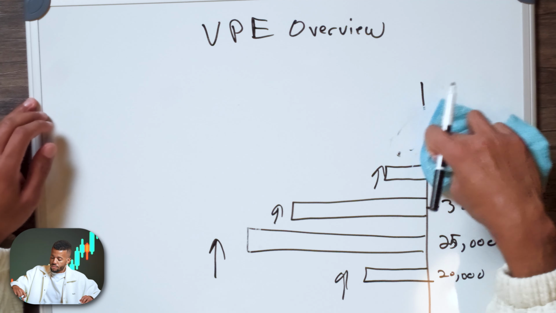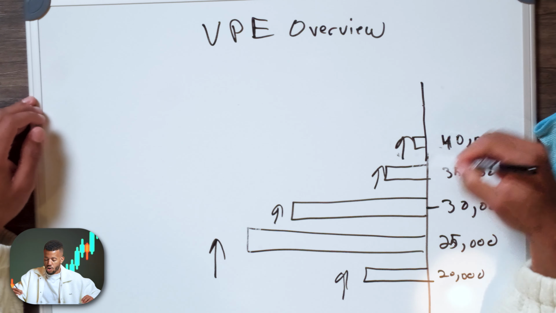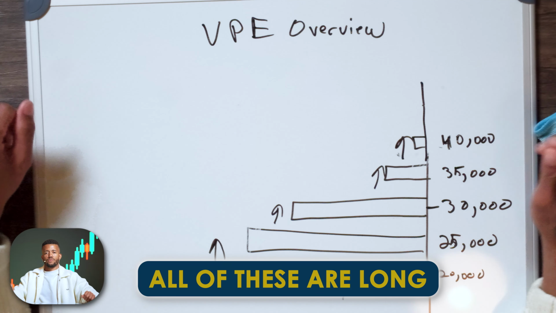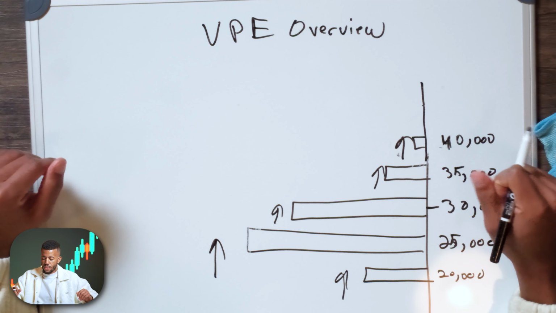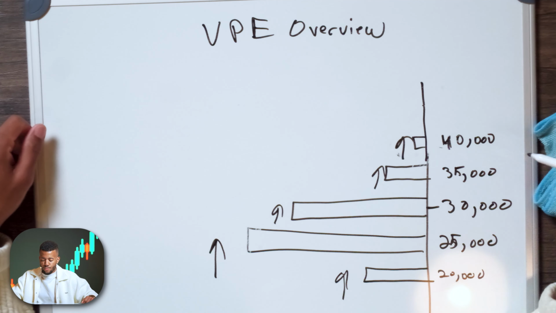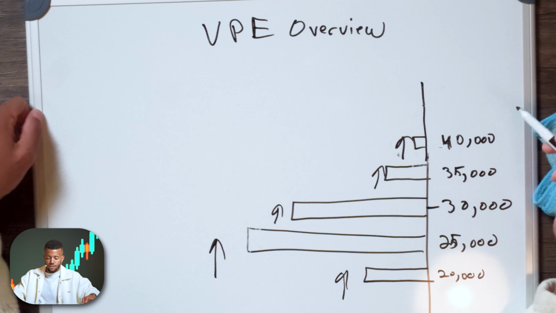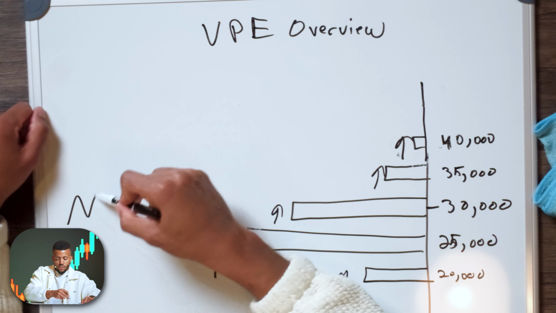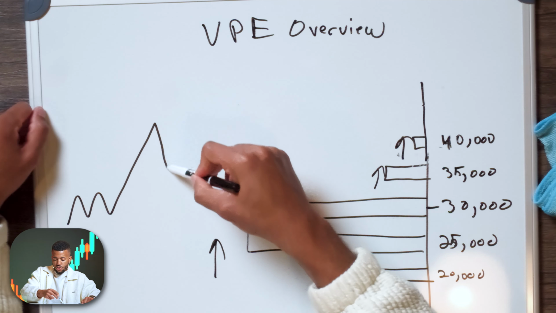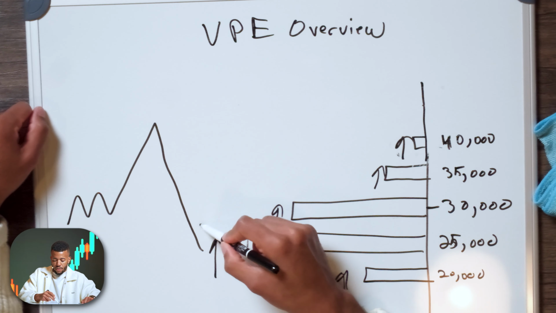Let's fix this here, okay? We have a small amount of people. So all of these are longs. We're just going to do one side of the market. They'll become more intuitive in a second. All these people are long and we have some price action, okay? We get some candles and the market starts to come back down, okay?